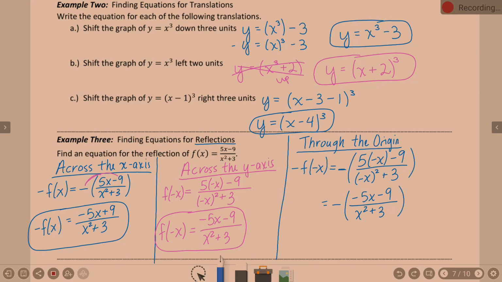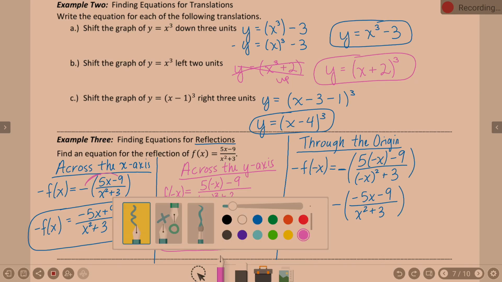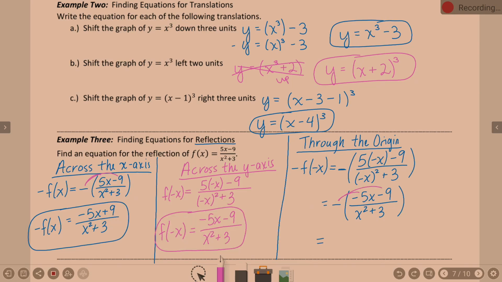Now you have a negative. We're multiplying this fraction by a negative. How do we multiply a fraction by a negative? Multiply either the numerator or the denominator, not both. Because if you multiply top and bottom by negative 1, you're multiplying by negative 1 over negative 1, which is positive 1. So if we apply that to the top like we did earlier, this becomes what? 5x plus 9 over x squared plus 3. And this is our reflection through the origin.